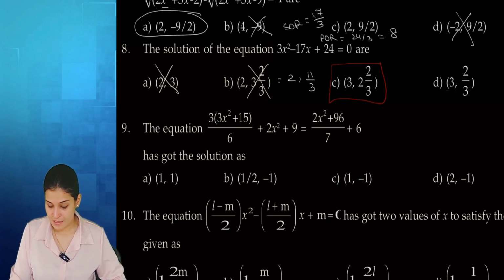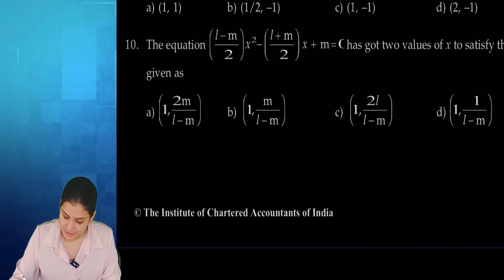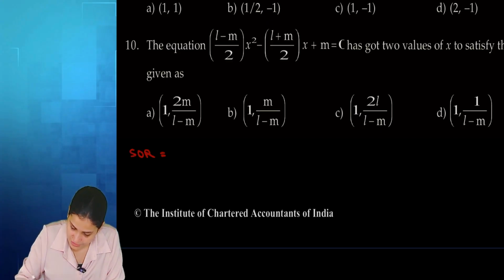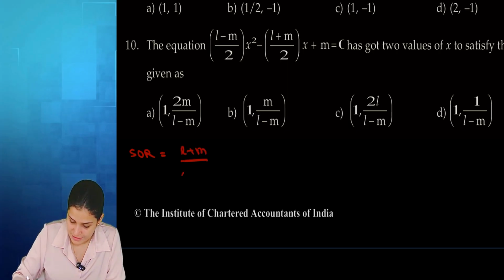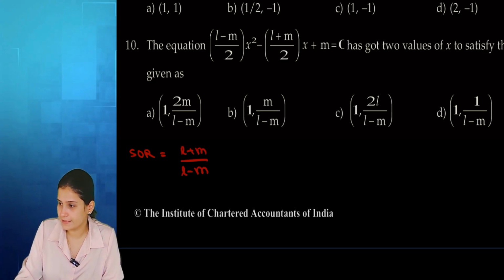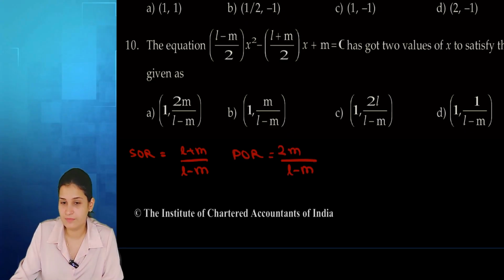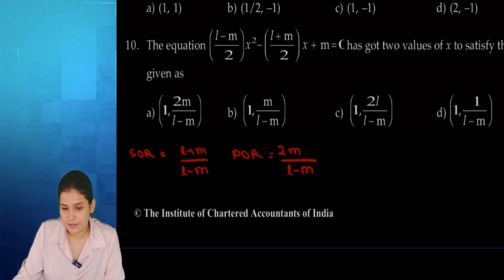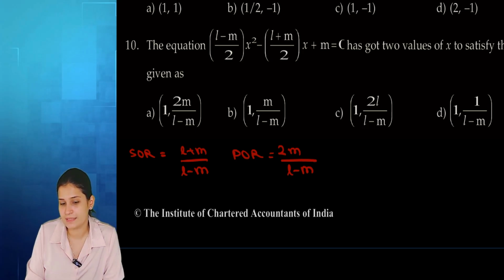The same thing can be done in 10 also. In this case, what will be the sum of the roots? Sum of the roots is minus b by a. So L plus m by L minus m, 2 2 gets cancelled. Product of the roots will be m divided by L minus m, 2 will go above. All of you till here, is it okay? So which out of the four options will give you product of the roots 2m by L minus m?